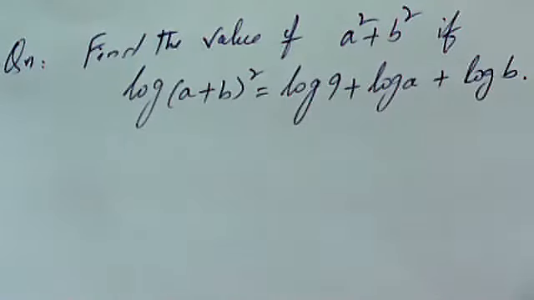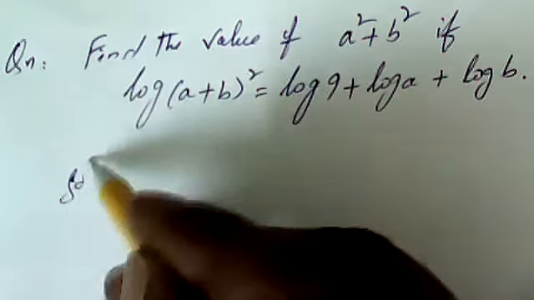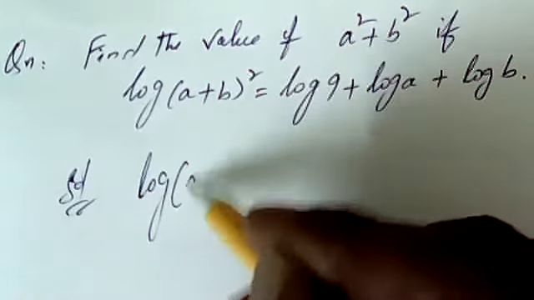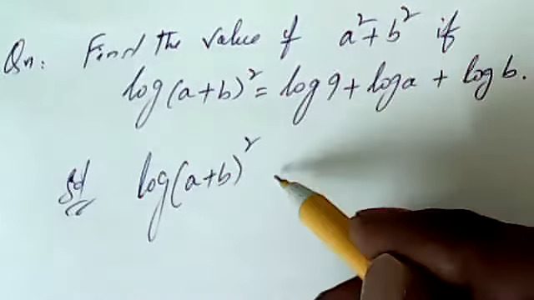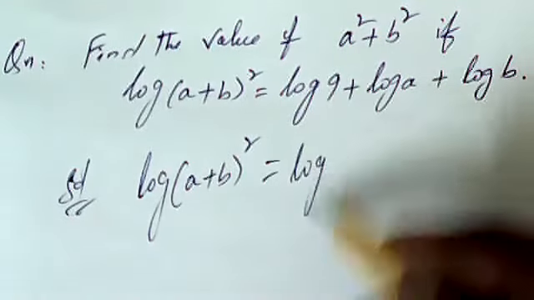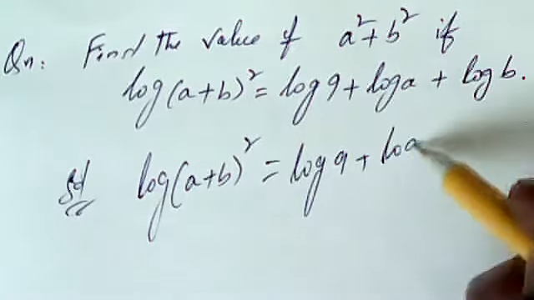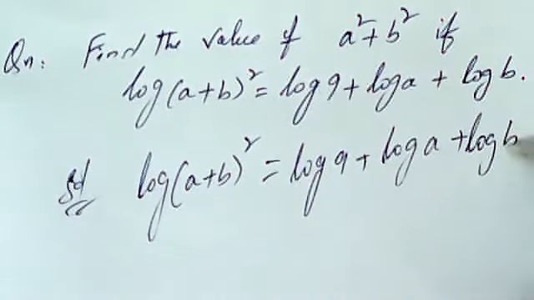Now let us look at this question. Find the value of a square plus b square if log of (a plus b) whole square is equal to log 9 plus log a plus log b. So we have to find the value of a square plus b square. You are given log of (a plus b) whole square is equal to log 9 plus log a plus log b.